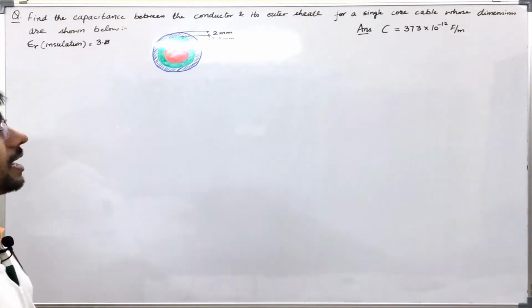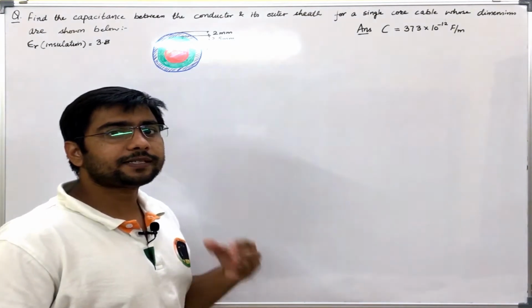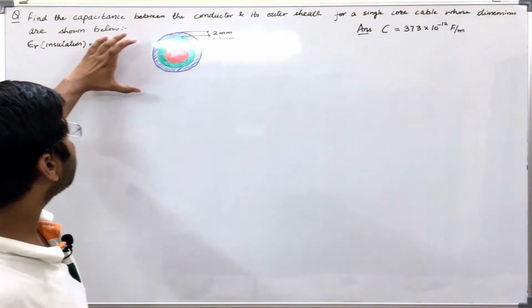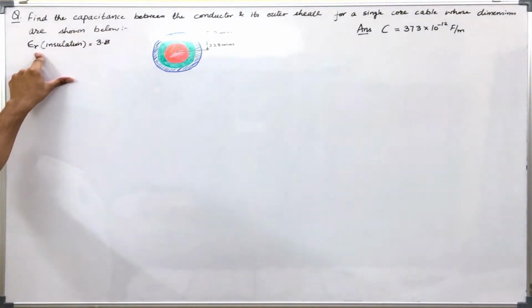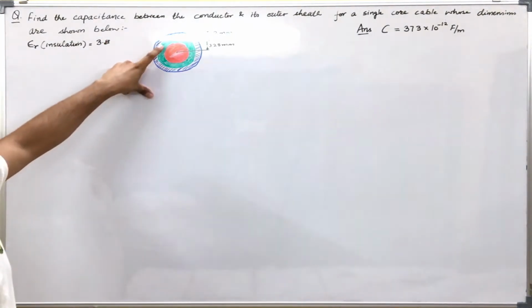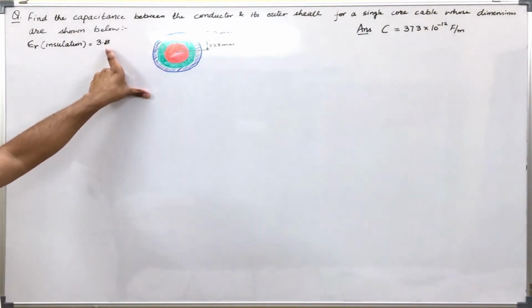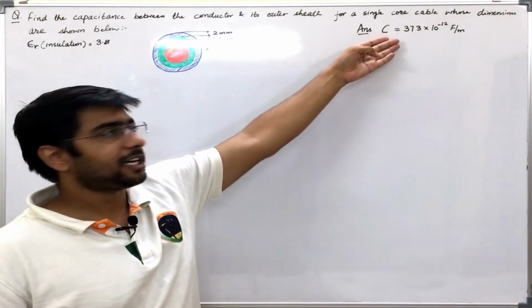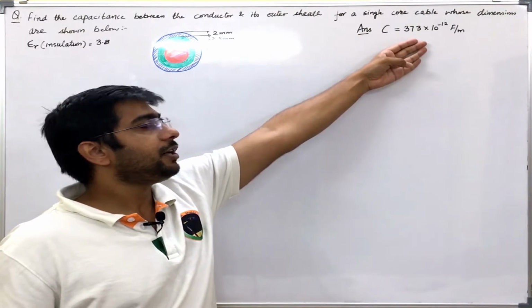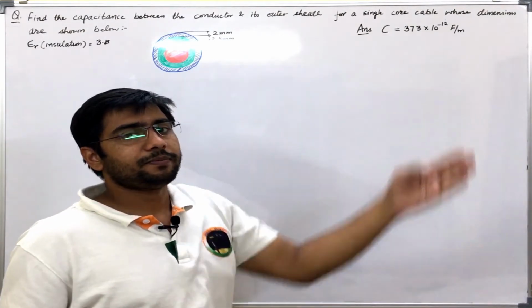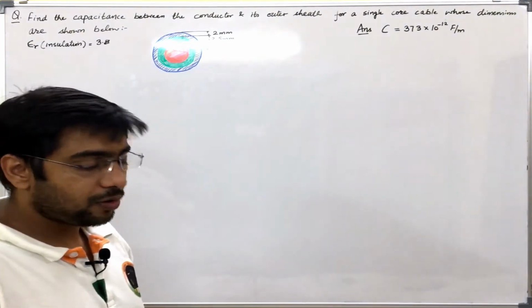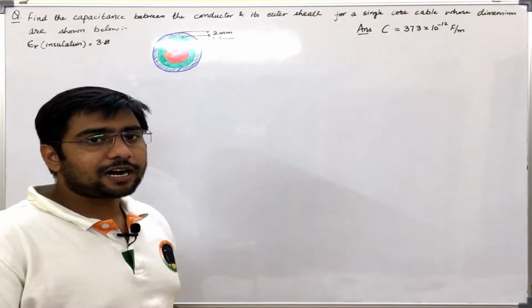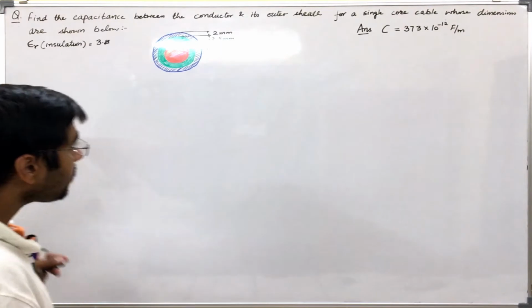Now we are required to find the capacitance of this cable, and we are also given that the relative permittivity of the insulating medium is 3.8. The answer for verification is given as 373 into 10 to the power minus 12 farad per meter. Now let's see how to calculate. There are various methods to calculate. First, we can start from the very basic.